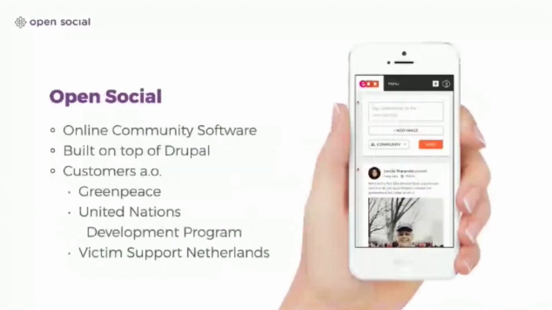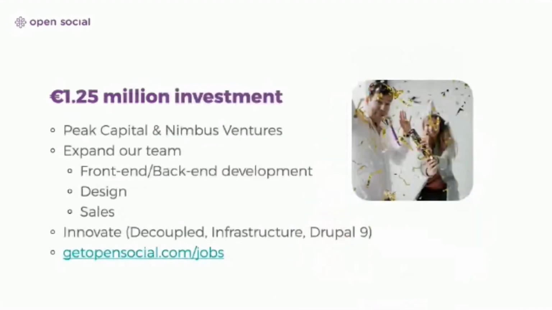Bit about OpenSocial. OpenSocial is online community building software. We can be used for an intranet or external communities like ideation. We're built on top of Drupal, and some of our customers include Greenpeace, United Nations Development Program, and Victim Support Netherlands.